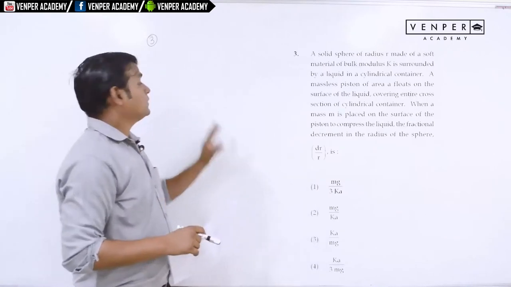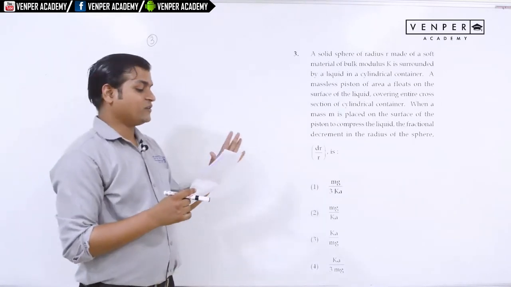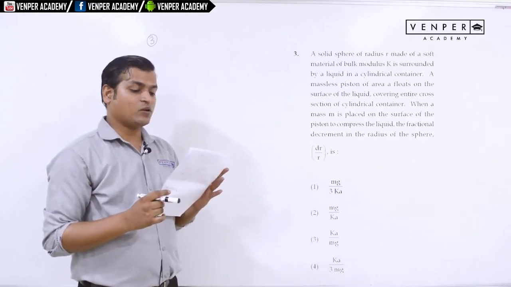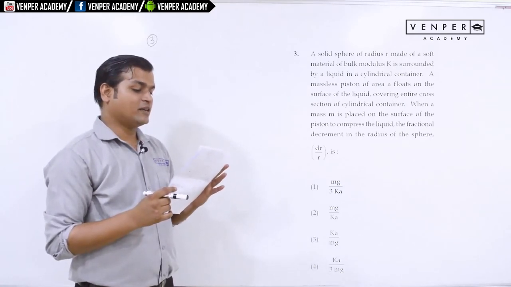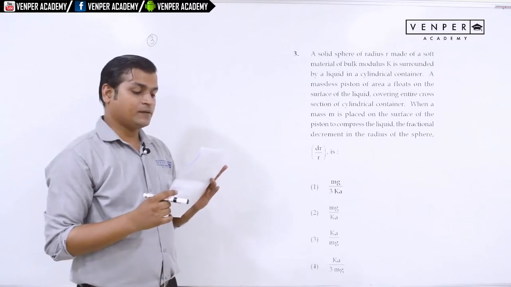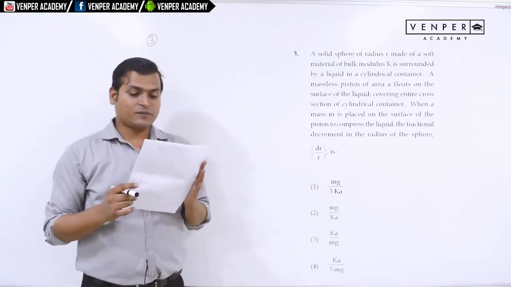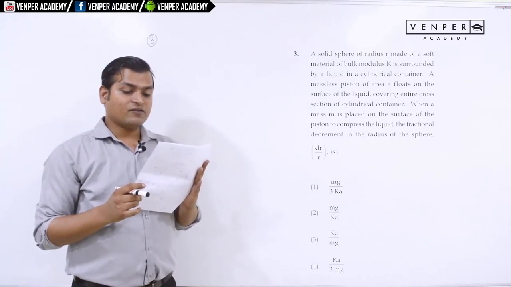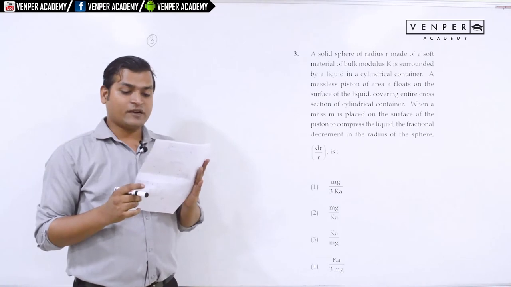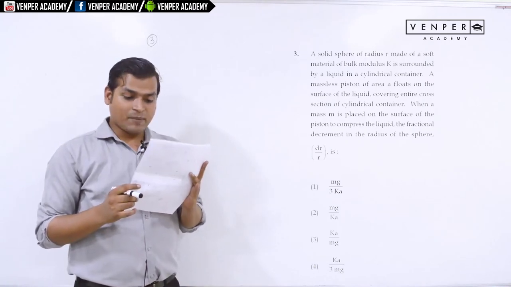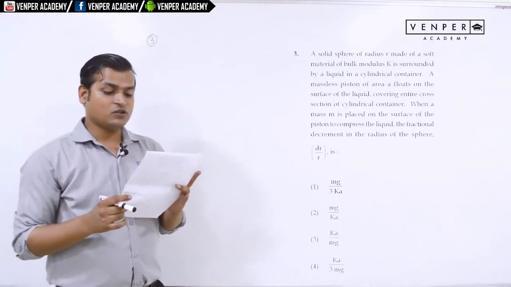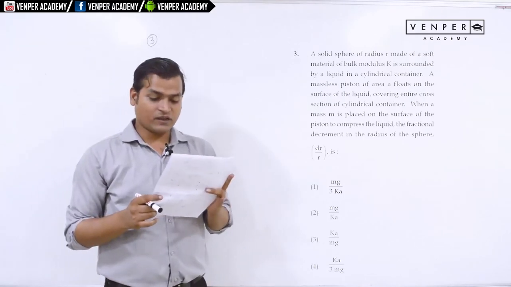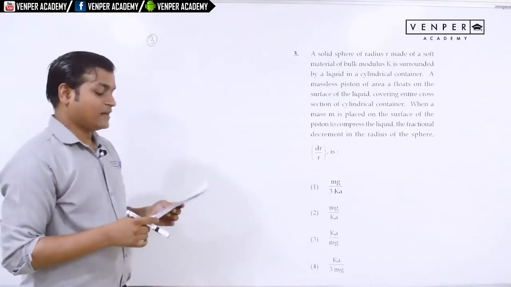Okay, so now question number 3. A solid sphere of radius r made of a soft material of bulk modulus k is surrounded by a liquid in a cylinder container. A massless piston of area A floats on the surface of the liquid, covering the entire cross section of the cylindrical container. When a mass m is placed on the surface of the piston to compress the liquid, the fractional decrement in the radius of the sphere is, that is dr upon r.